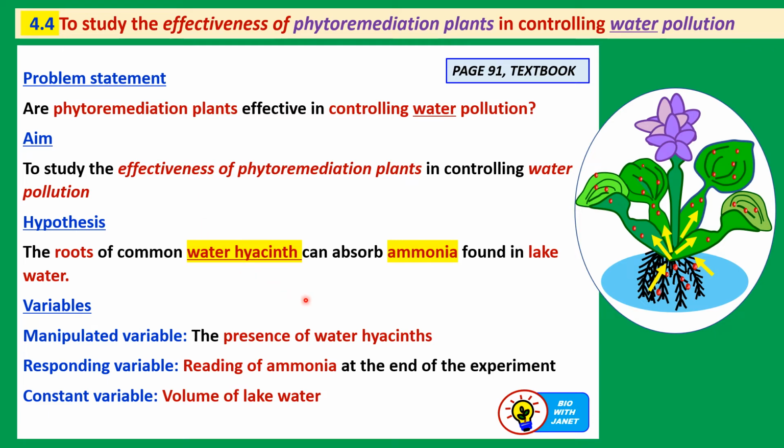Now, our hypothesis is that the roots of the common water hyacinth, or Eichhornia crassipes, can absorb ammonia found in lake water, right? So we're going to test out this hypothesis. Our variables are the presence of water hyacinth, so we're going to set up 2 tanks or 2 containers, one with water hyacinth and one without. And the responding variable is the reading of ammonia at the end of the experiment, and the constant variable is the volume of lake water that is poured into each container.